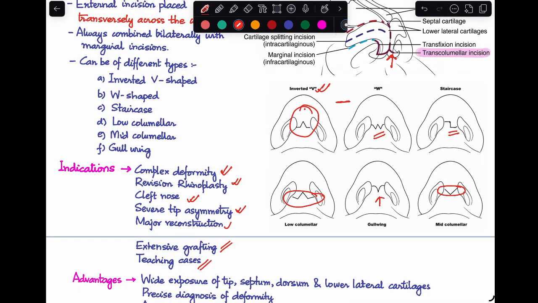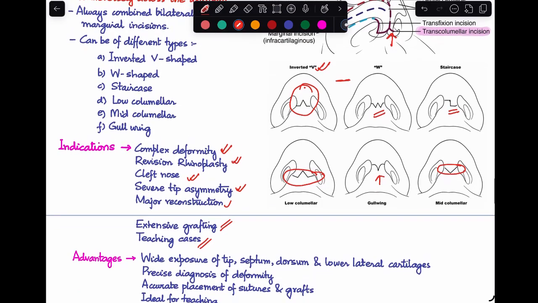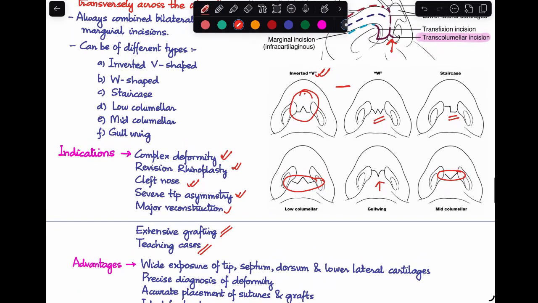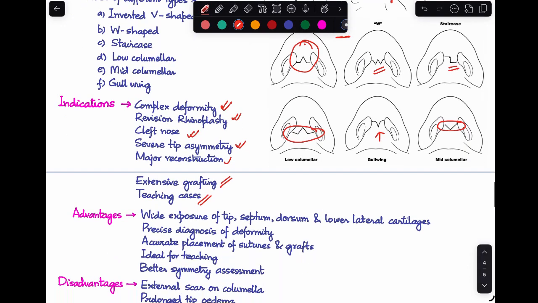Next, let's talk about some advantages of using this incision. First of all, it will give you very good exposure of the tip, the septum, the dorsum, and the lower lateral cartilages. Since we are getting such good access, it will give a very good, precise diagnosis of the deformity. It will also help in accurate placement of sutures and grafts, is very ideal for teaching, and allows better assessment of symmetry of the nose.